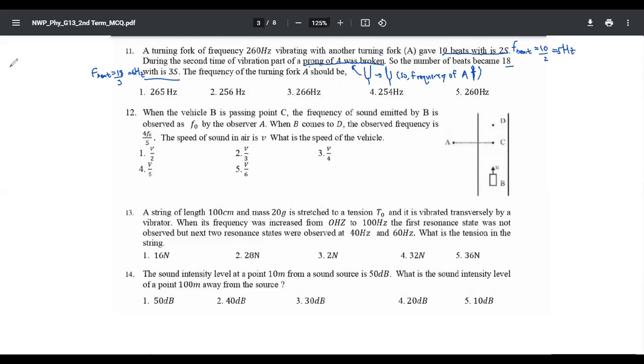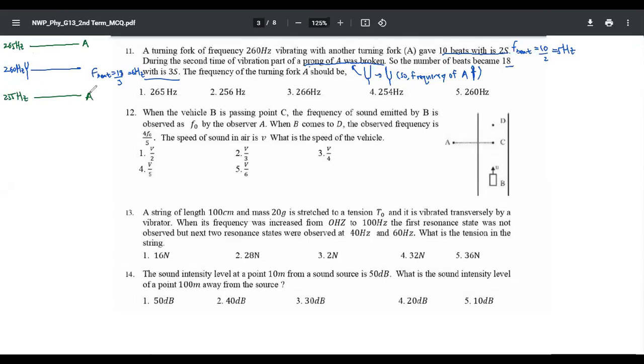So there's this fixed tuning fork of 260 hertz. With that, they are vibrating A. When A is vibrated, the beat frequency is 5 hertz. What is the meaning of that? A could be 265 or A could be 255. Both are possible, 265 and 255. I hope you understood it.